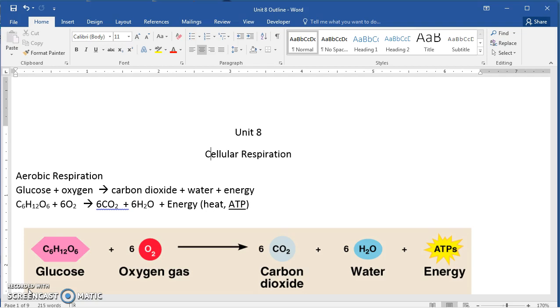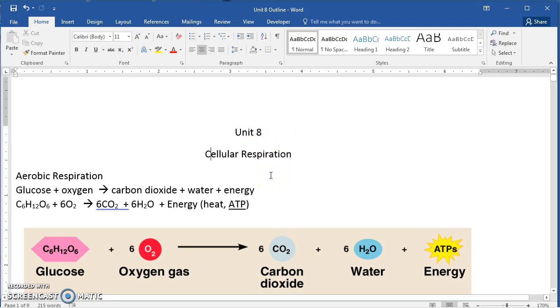Oftentimes, ATP is described as the energy currency of the cell. And all cells, as far as we know, and we're taught, from bacteria up through humans, produce ATP. And so we look at the mechanisms whereby cells produce ATP.